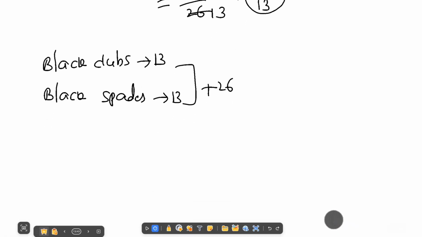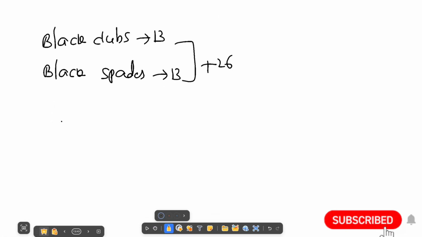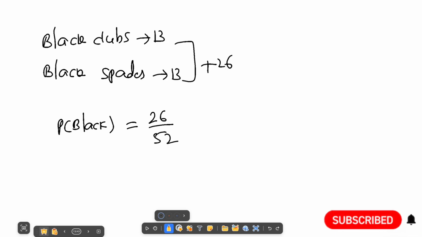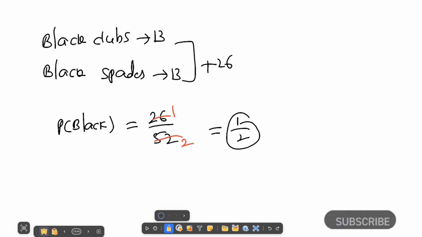So what is the probability that the card is black? Probability of black card is equal to 26 by 52. Cancellation is possible: 26 ones are 26, 26 twos are 52. So the probability that the card is a black card is 1 by 2. So this is the solution for this question.